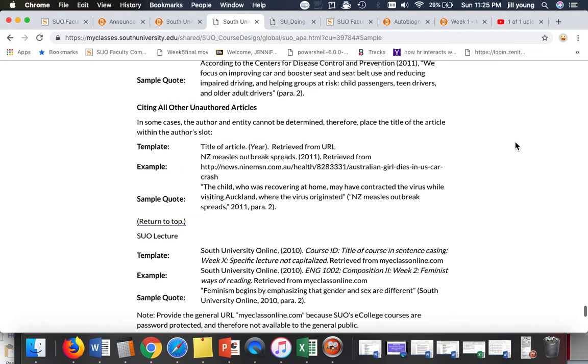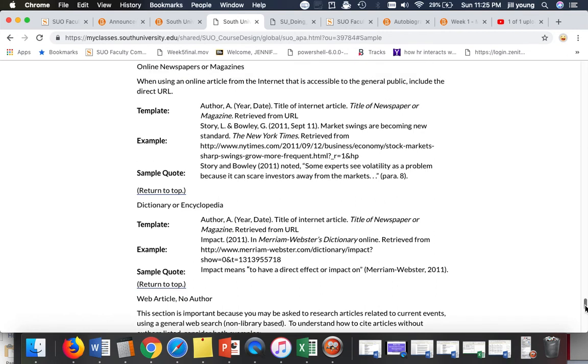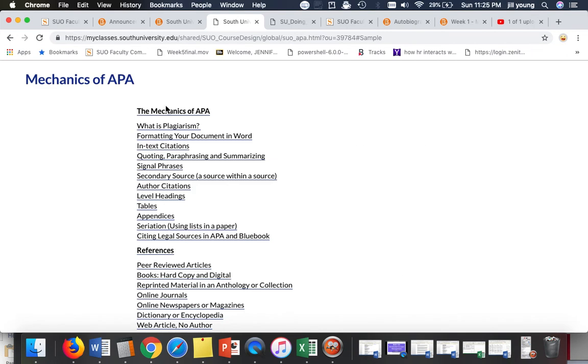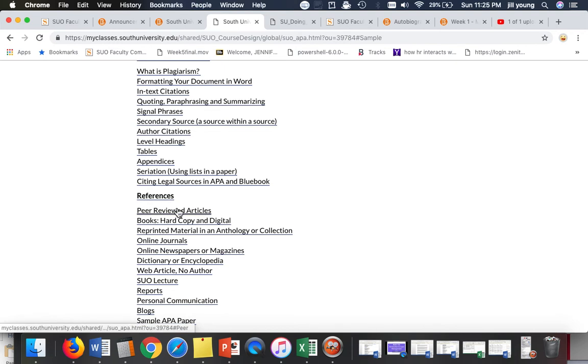Any questions or concerns, let me know. Here's the mechanics of APA. All the different little specific things like peer review. If you just want to know how to cite a peer-reviewed article or online journals, SUO lecture. So web article, no author, that happens sometimes, even though I highly recommend that you only use articles with authors that you can identify.